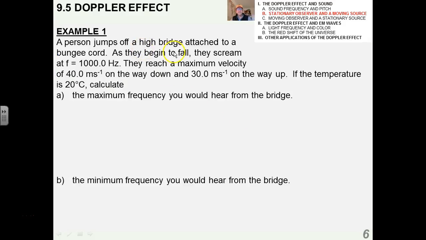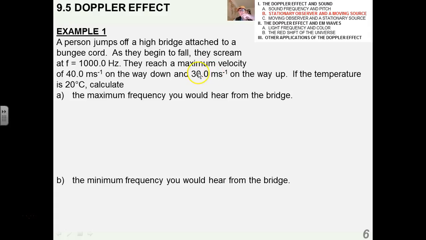Okay, let's try an example. A person jumps off a high bridge attached to a bungee cord. As they begin to fall, they scream at a frequency of 1,000 hertz. As they reach a maximum velocity of 40 meters per second on the way down and 30 meters per second on the way up, if the temperature is 20 degrees, gosh, what a lot of information. What's the maximum frequency and the minimum frequency you would hear as a stationary observer on the bridge?